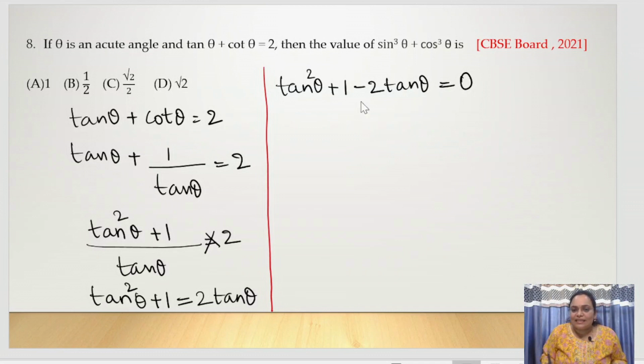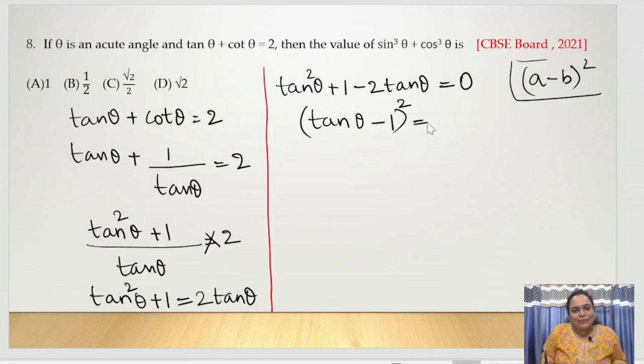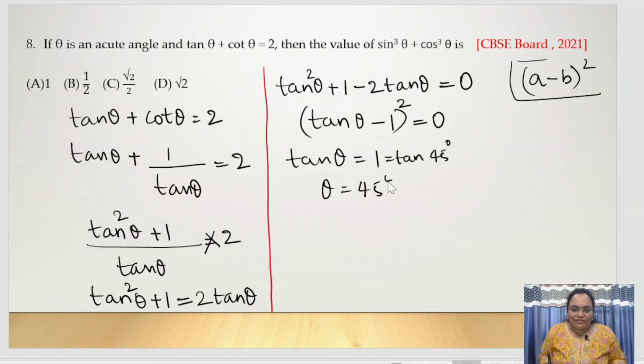See, now if you see this, tan square theta minus 2 tan theta plus 1 is in the form of a minus b whole square. Correct? So this can be written as tan theta minus 1 whole square is equals to 0. So you will get tan theta is equals to 1. What is the value of 1 in terms of tan? Which is 45, right? Which is tan 45. So when you compare it, you will get theta is equals to 45 degrees.